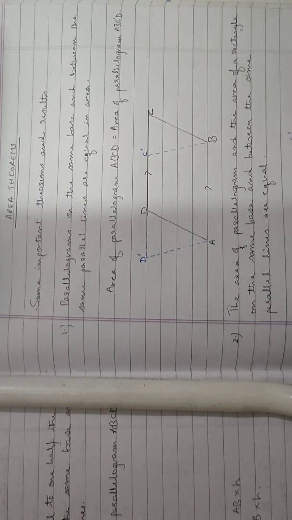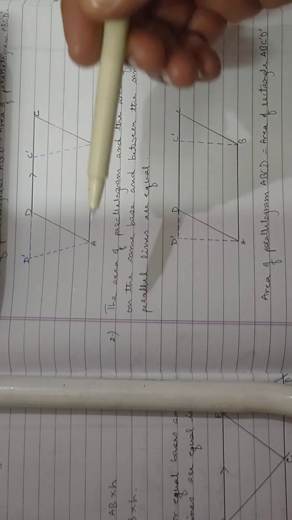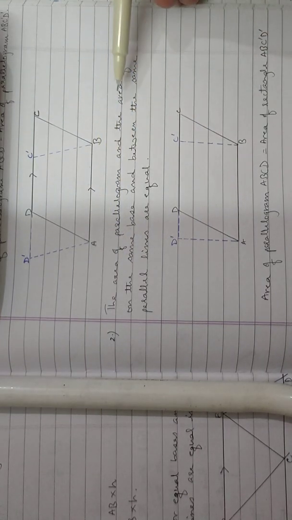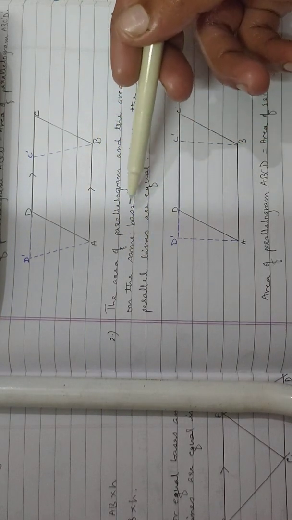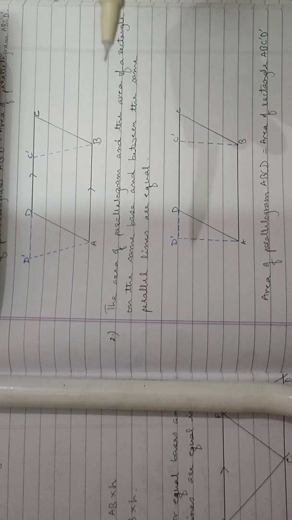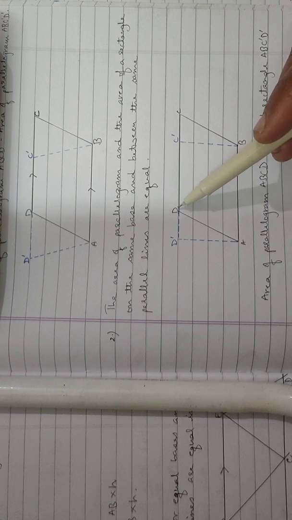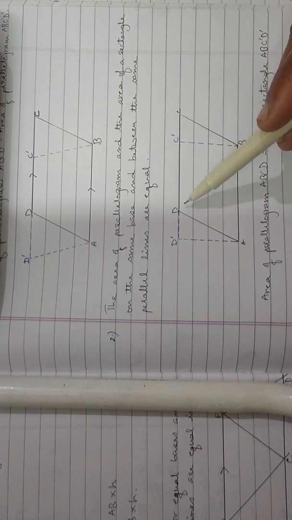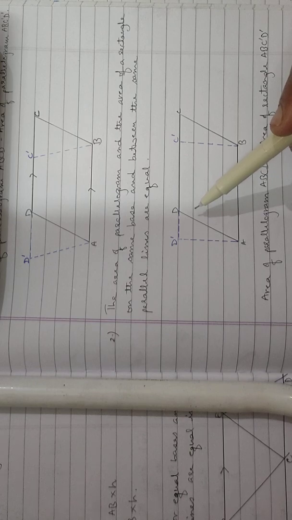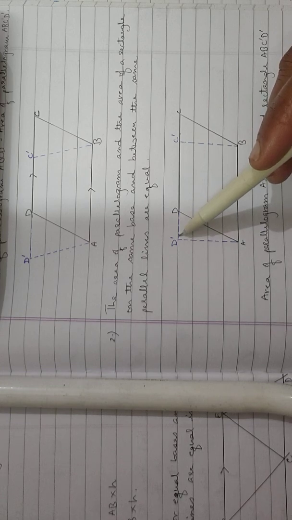In the same way, children, there is another theorem. And the second theorem is the area of the parallelogram and the area of the rectangle on the same base and between the same parallel lines are equal. Now the meaning of this particular statement in the second theorem is that, say for example, if there is a parallelogram by the name A, B, C, D, which you can see I've drawn with black, and there is a rectangle also which I've drawn with blue, that is A, B, C dash and D dash.